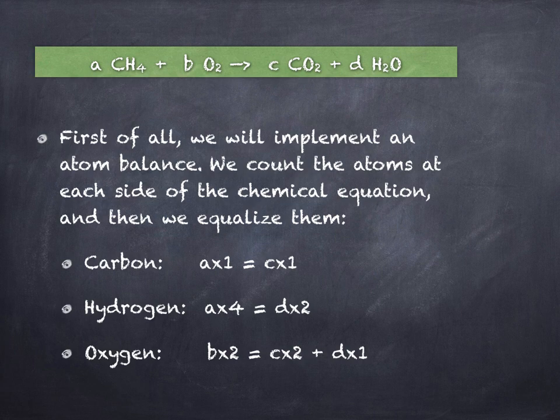And finally, oxygen. You can find oxygen on the left side. So there are 2 atoms multiplied by B, 2 times B. And this number is going to be the same as, looking to the right side, you can get two sources of oxygen, from carbon dioxide and from water. So if we multiply C times 2 plus 1 times D, that number should be equal to 2 times B.